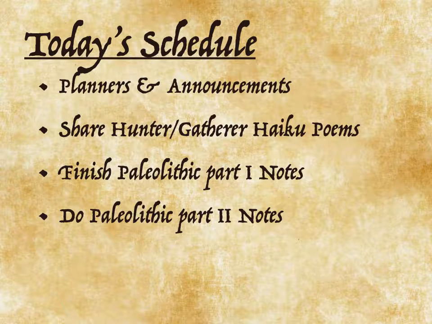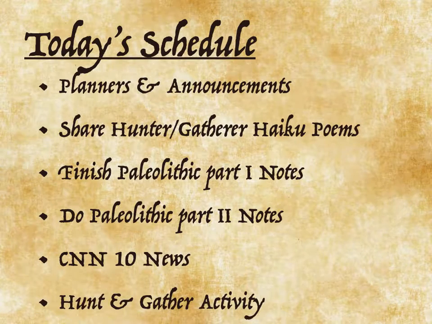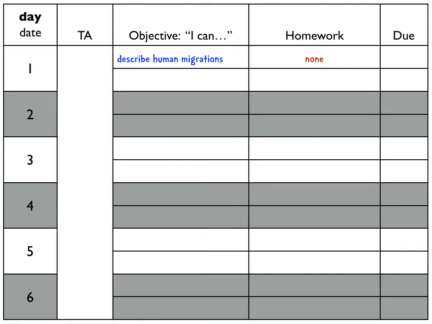So we finished reading our chapter, the last few sections in there, and doing the outline notes. We watched a little bit of the CNN 10, and we finished up with a hunting and gathering activity in class that was a lot of fun, where we kind of simulated what it would have been like to rely on your ability to hunt and gather to survive. The I can statement today: I can describe human migrations.